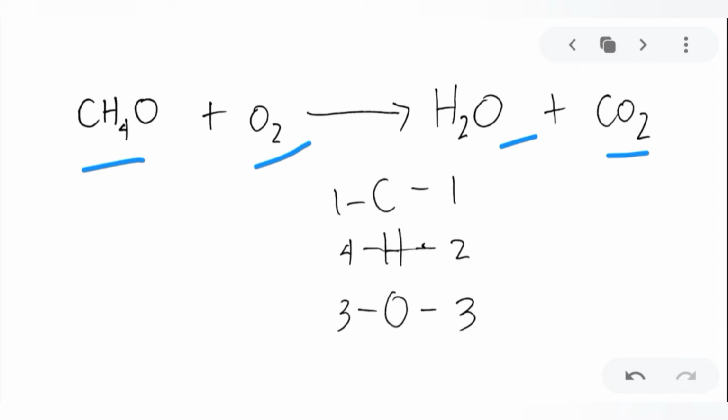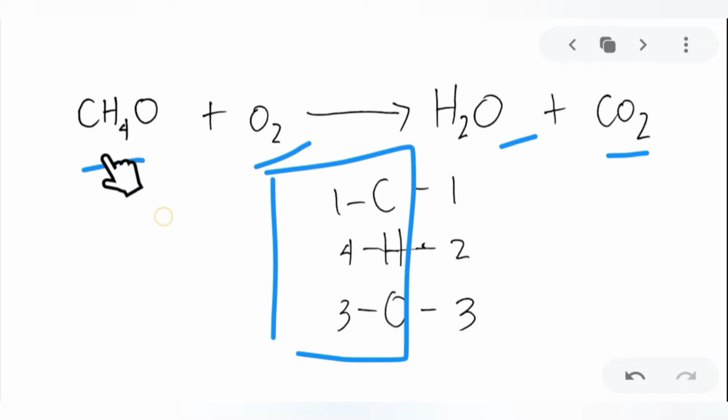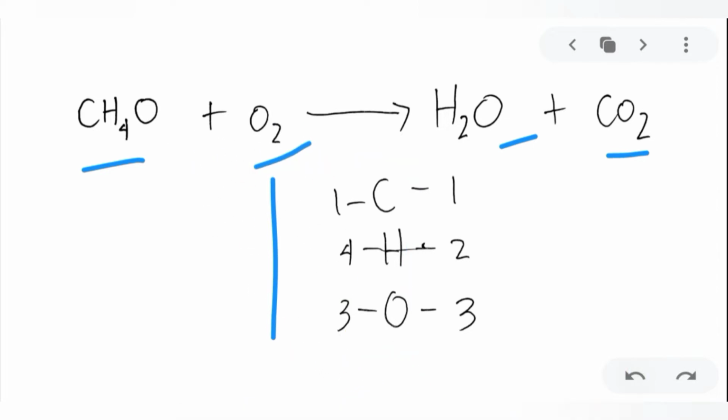By inspection and by counting, we will know the initial value of the elements. For the reactant side, how many pieces of carbon do we have? We have 1 of that here. For hydrogen, we have 4 of that here. And then for oxygen, we have 3 of that, 2 plus 1, that is 3 here. Now on the product side, how many pieces of carbon do we have? We have 1. For hydrogen, we have 2.